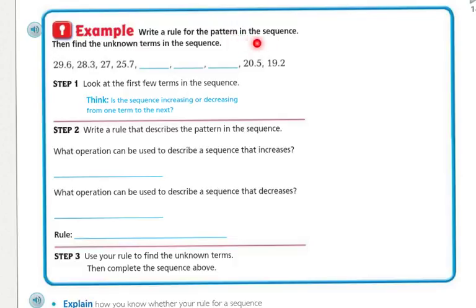Example: write a rule for the pattern in the sequence, then find the unknown terms in the sequence. So we're going to look at the terms, and we're going to try and see if we can find a pattern between them. So start on the end. 29 and 28. Let's see if we can find the relationship.